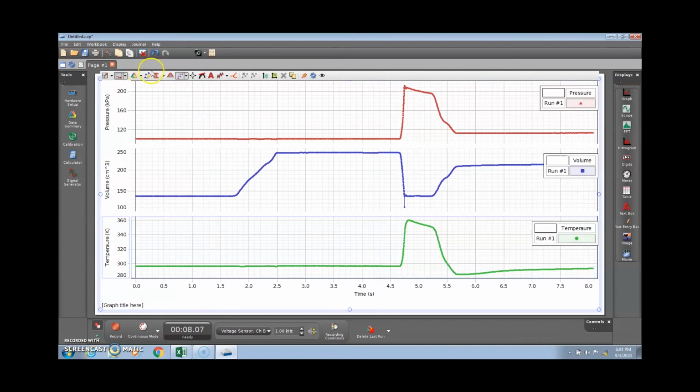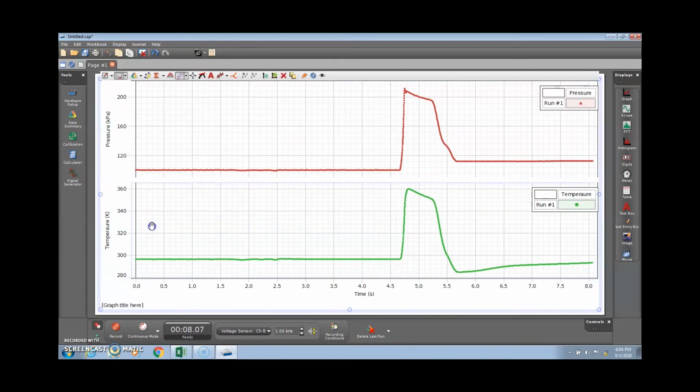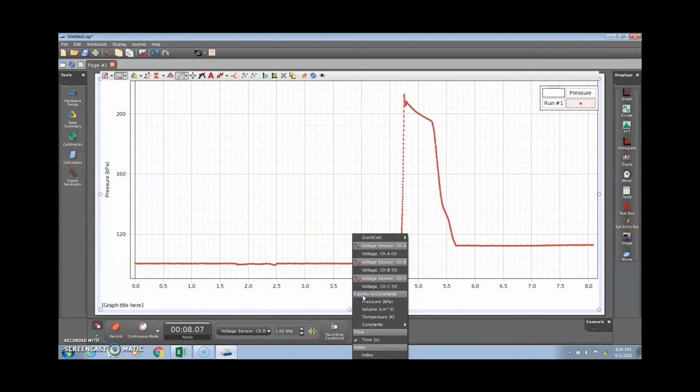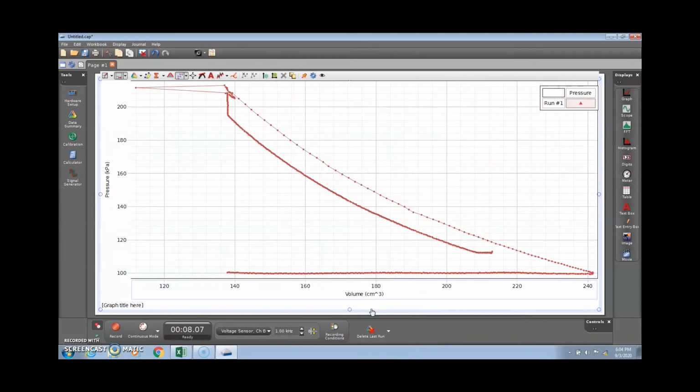Next thing, so you'll get this data. I'm going to delete these other graphs, and then I'm going to plot pressure versus volume. Okay, that's about right. This will probably look like something you have in your textbook.